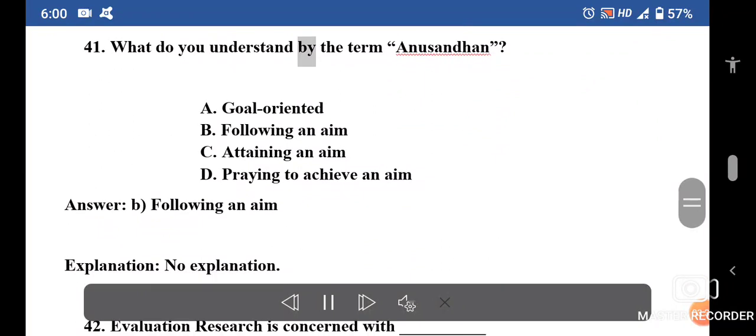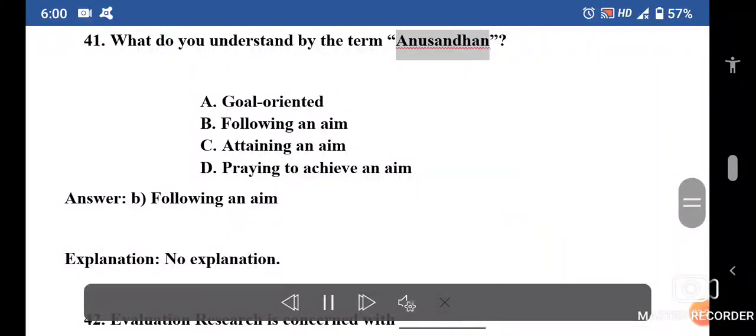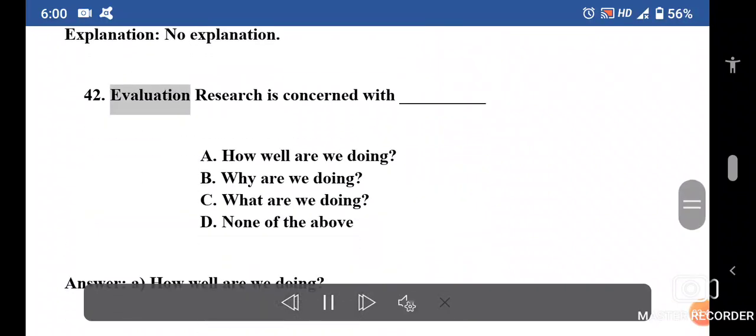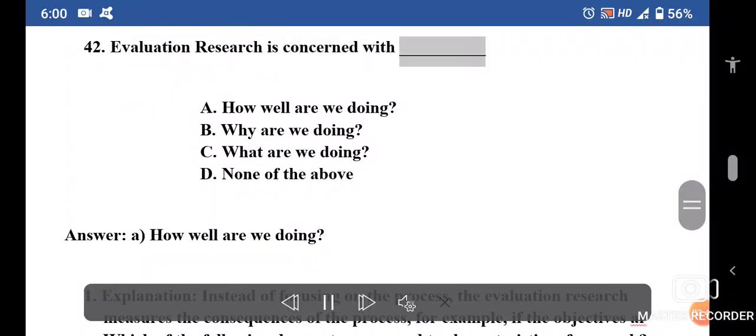What do you understand by the term anusandhan? Goal-oriented. Following an aim. Attaining an aim. Praying to achieve an aim. Answer B. Following an aim. Explanation: No explanation. Evaluation research is concerned with blank.